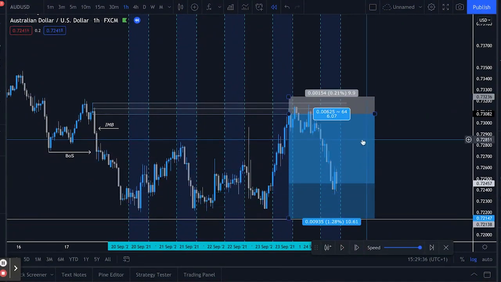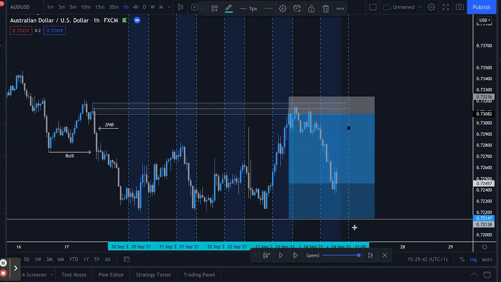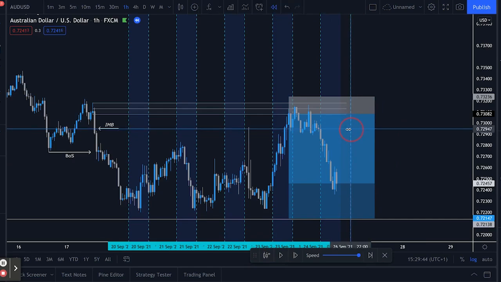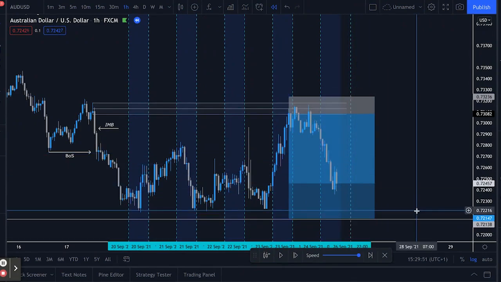Now, what we can do is the same as what we normally do here and say, okay, we're coming close to the end of the Friday session. So we'll extend this over to 10 p.m., which is going to be around this time. That for me in the UK is the market close time. So I want to make sure I'm out of this trade before the market closes.